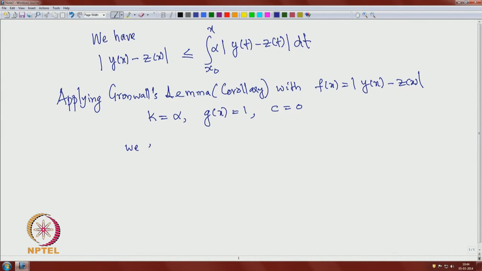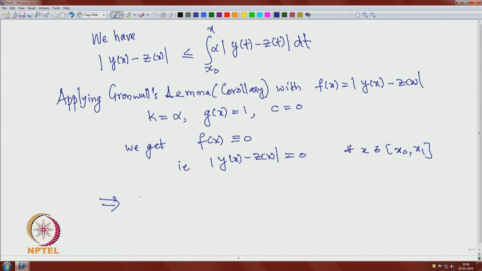So we get f(x) is literally 0. So that is y(x) minus z(x) is equal to 0 for x in the interval x0 to x1. So this implies that we started with two solutions y and z, and we have come to the conclusion that the difference between these two solutions for all x is 0. So y(x) is equal to z(x), proving the uniqueness of the solution. So the solution is unique.